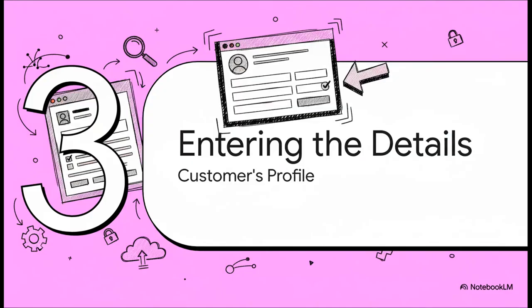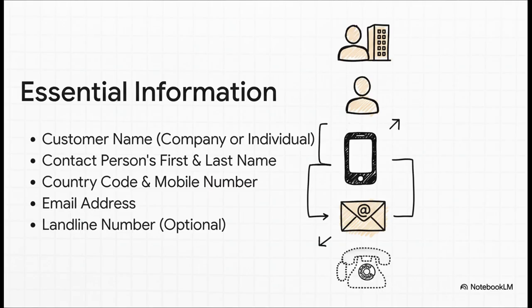Okay, so you've clicked the button and boom, you're looking at the customer profile form. This is where we'll plug in all the important info for your new client. First things first, let's get that essential contact info down. You'll enter the customer name, and this can be a whole company or just an individual person. Then fill in the first and last name of your main contact, their mobile number, don't forget that country code, and their email. There's also a spot for a landline, but that one's optional.